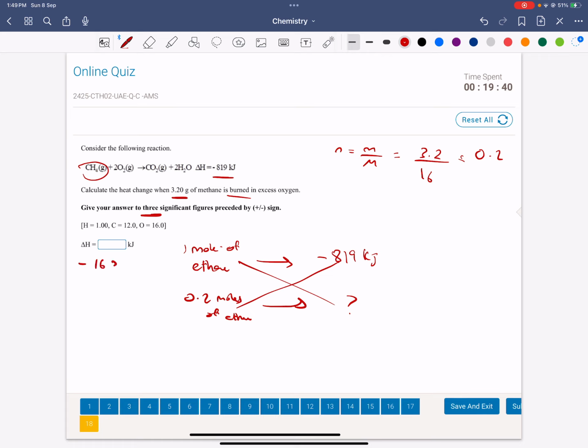minus 163.8 kilojoules. However, this is 4 significant figures. They're asking for 3 significant figures. So I count 1, 2, 3, put a line. Is this number 5 or greater? Yes, so I'm going to round up. So I will get minus 164 kilojoules.